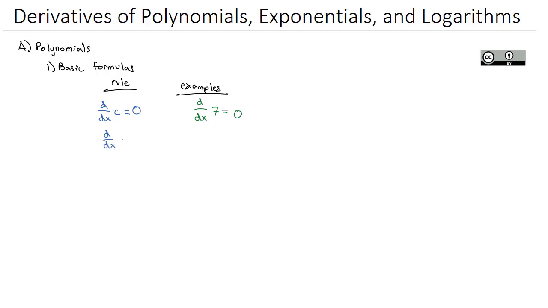The derivative measures how fast something is changing, and the number 7 is not changing at all. If I wanted to take the derivative of just the variable x, that derivative is going to equal 1. Well, that's not much of an example, but it is the example. The derivative of x is equal to 1.